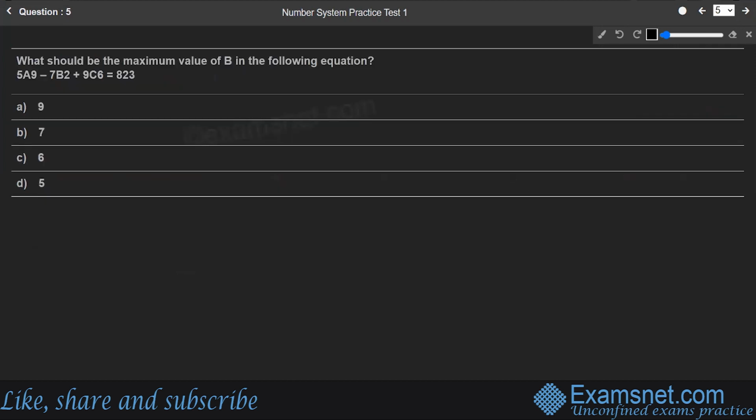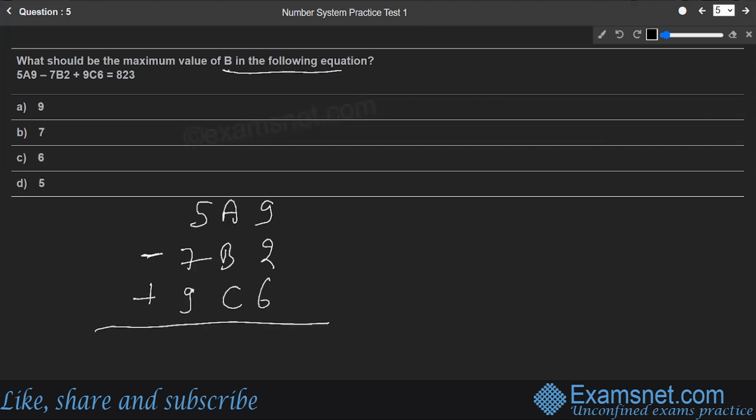Next, what should be the maximum value of B in the following equation? Let us write this equation, the left hand side first. It's going to be 5A9, then subtracting 7B2, then adding 9C6. This is a cryptarithm question where there are letters and numbers used in mathematical operations. The second number is to be subtracted and the third number is to be added.